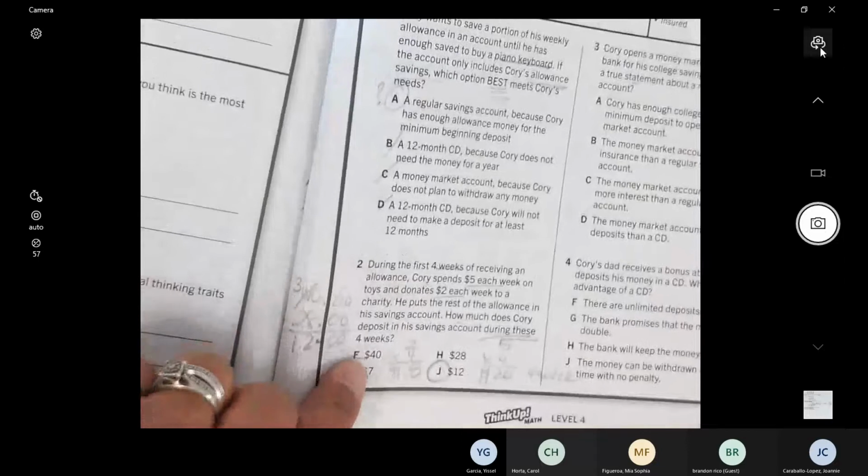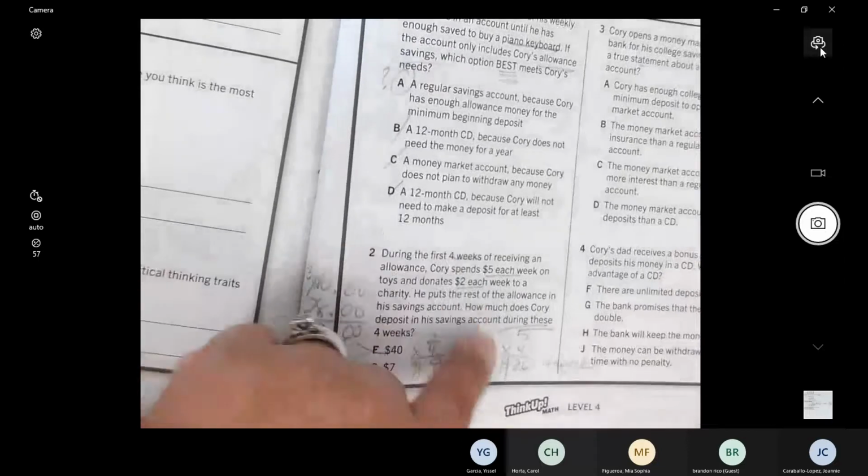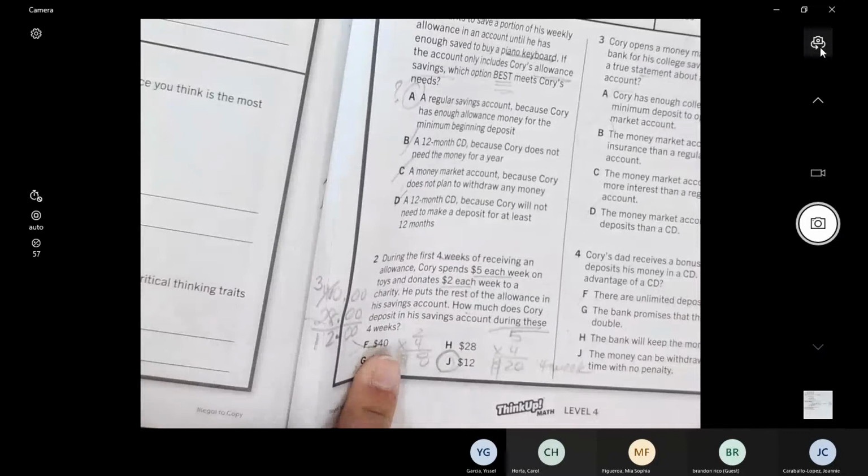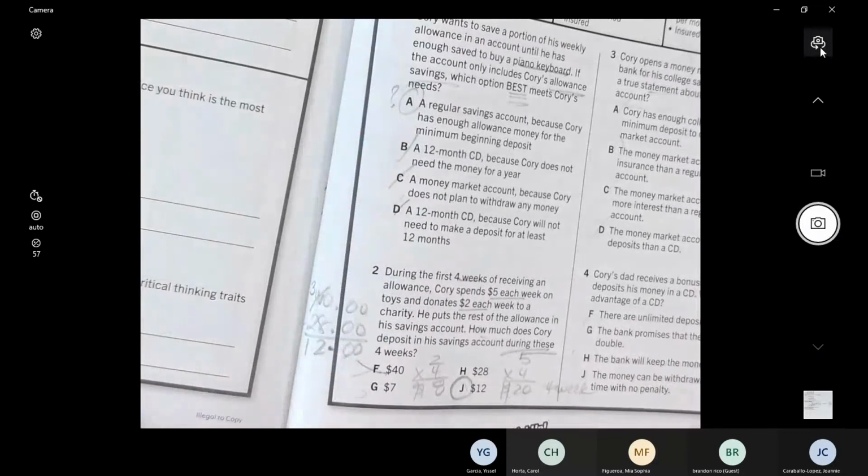Now, if you were like me, the first thing I did in my head, $40 is that. But in reality, you have to take away the expenses, right? Which was the toys and the donations. Got it? Number 3.